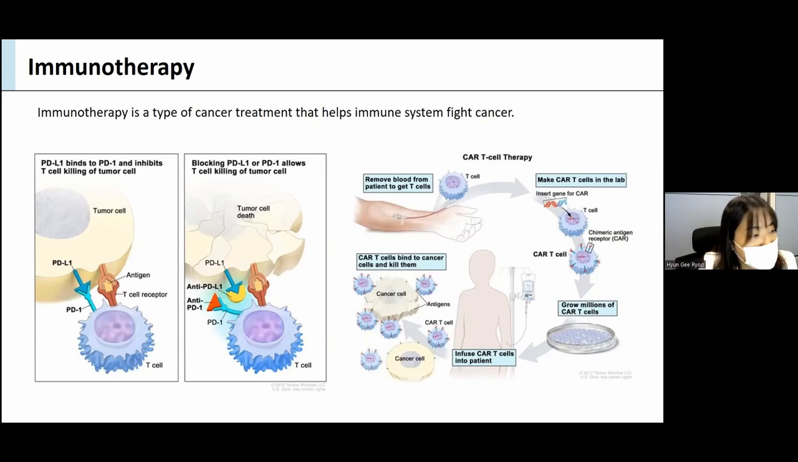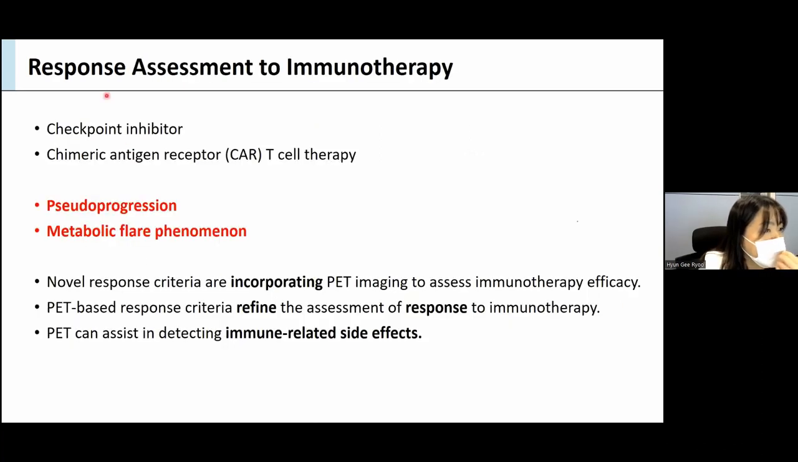So I would like to introduce some staging system and treatment response after this kind of therapy for FDG PET CT in lymphoma. As I mentioned, we can use a checkpoint inhibitor or chimeric antigen receptor CAR T cell therapy for the lymphoma, but we should be careful for the pseudoprogression or metabolic flare phenomenon. This kind of phenomenon can happen after this kind of immunotherapy, and we can misinterpret the patients, because lymphoma patients can have a metabolic flare or pseudoprogression. So we should be very careful to interpret this kind of FDG PET imaging in lymphoma after this kind of treatment.